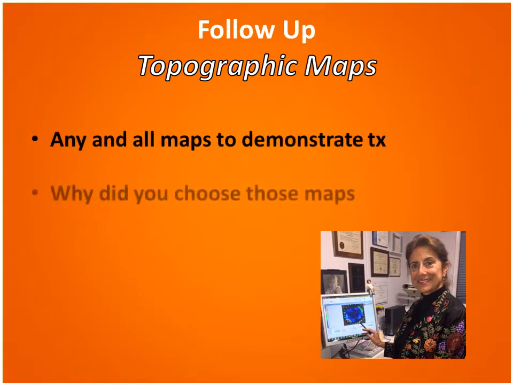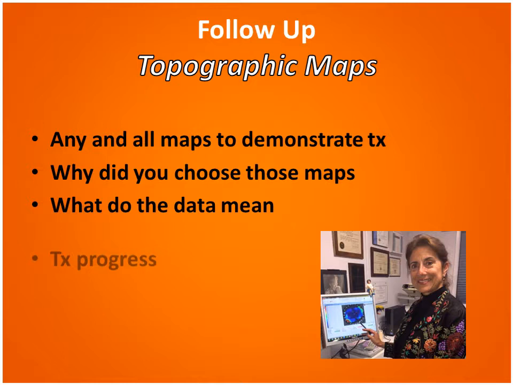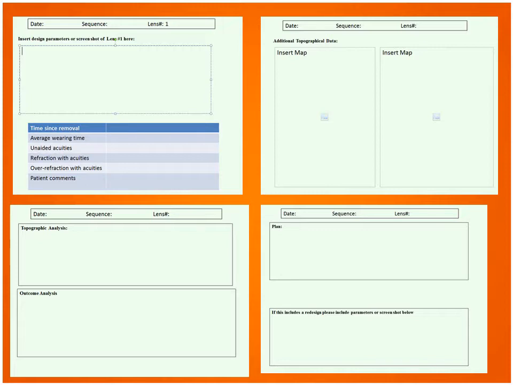Of course, the topographic maps are also super important, and what you want to do is make sure that you select the appropriate maps for demonstrating change and defend why you've chosen them, and then discuss what you're looking at. What do these data mean? How is the treatment progressing?